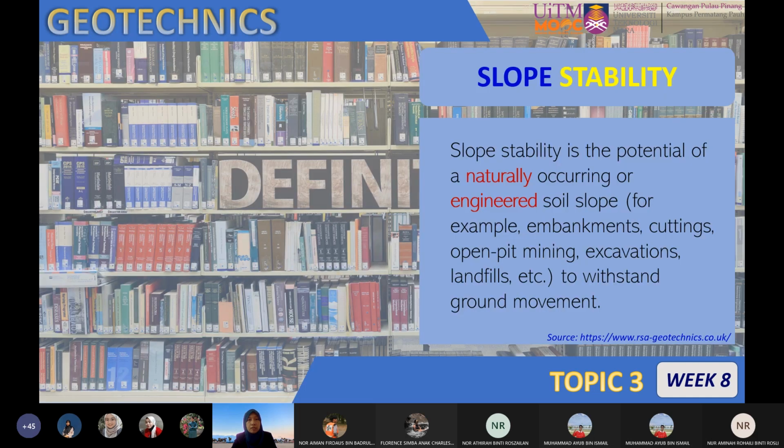Slope stability is the potential of naturally occurring or engineered slope soil, for example embankments, cuttings, open pit mining, excavations, and landfill, to withstand ground movement. What it means here is that when we do any slope constructions, we have to ensure that the slope, whether it is a natural slope or a man-made slope, must be in a stable condition.